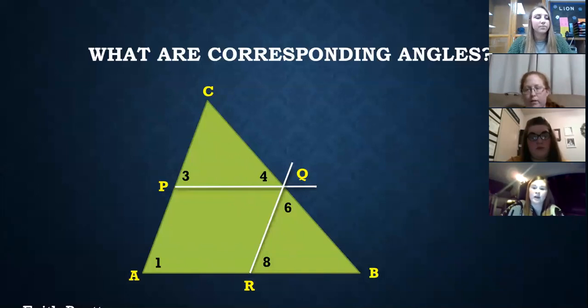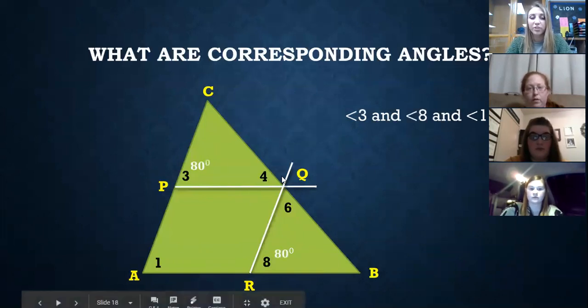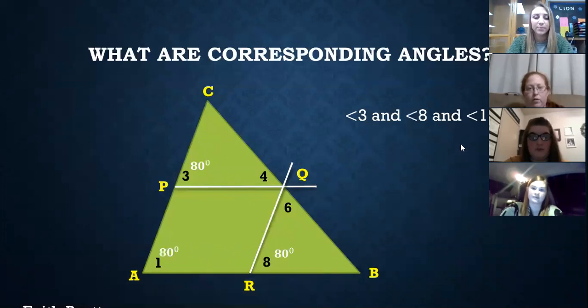Faith, what are corresponding angles? Corresponding angles are angles that occupy the same position at each intersection where a straight line crosses two other lines. If the two lines are parallel, then the corresponding angles are equal. As shown, we have angle 3, angle 8, and angle 1. If we know that angle 3 is 80, and we know that angle 8 is 80, then if we straighten these lines out, angle 1 is also 80 degrees.